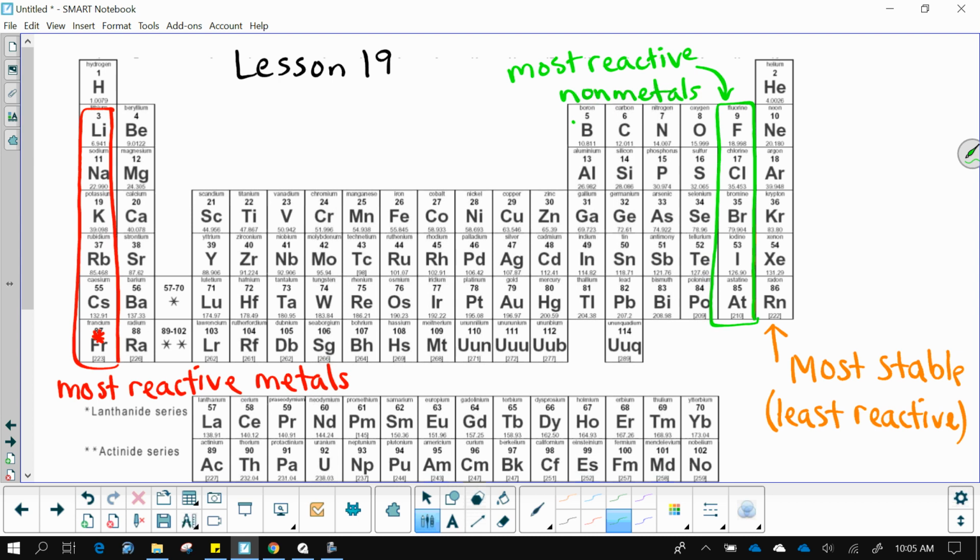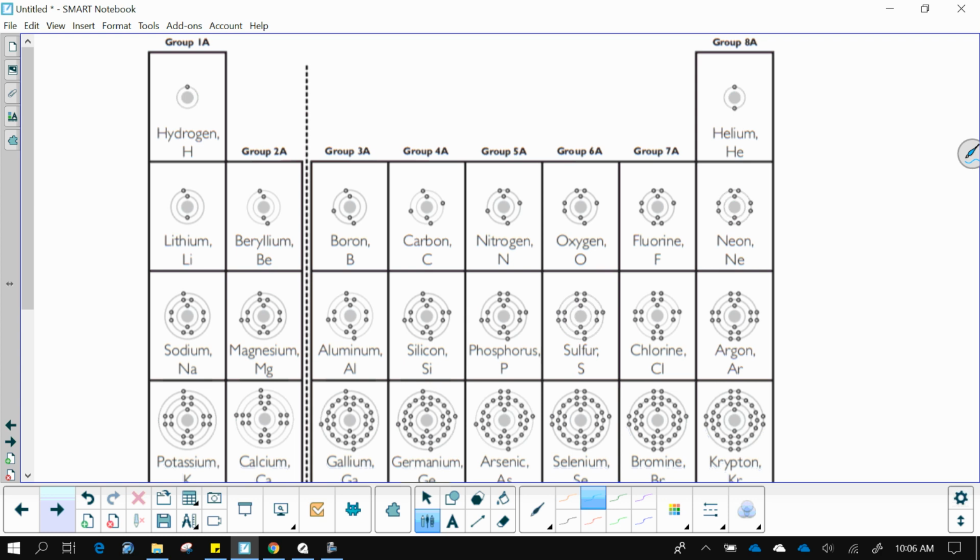All right, so we are going to pick one of each. We'll pick fluorine, neon, and sodium and start to make some comparisons.